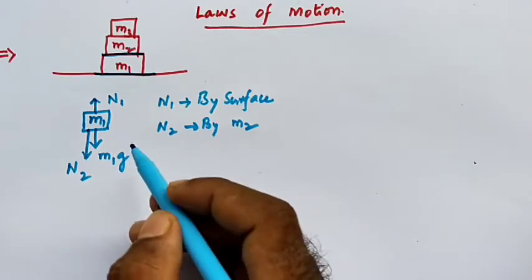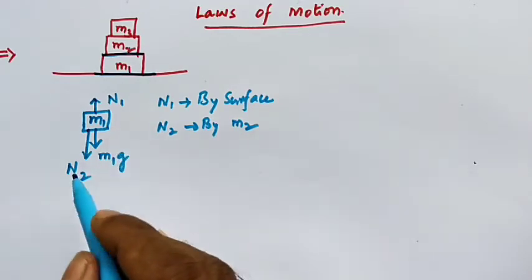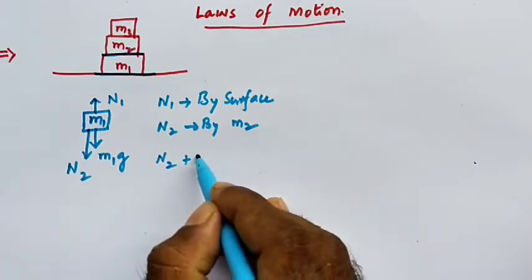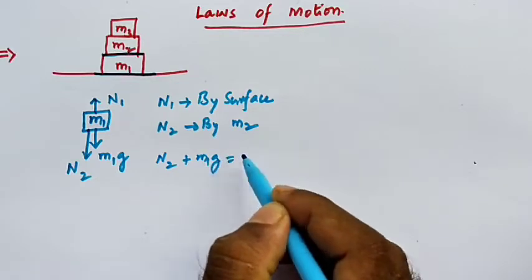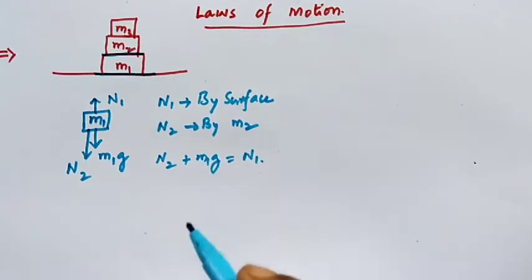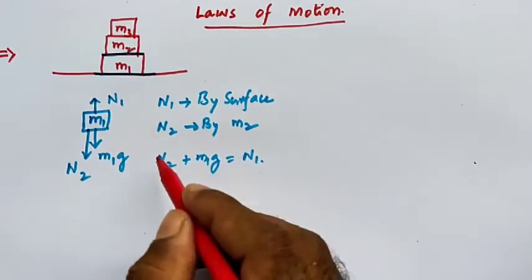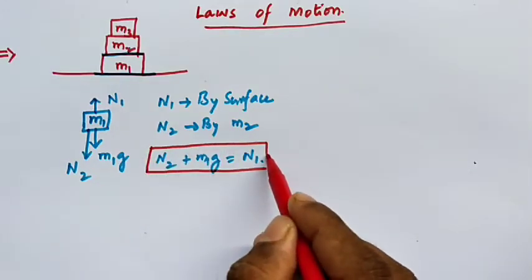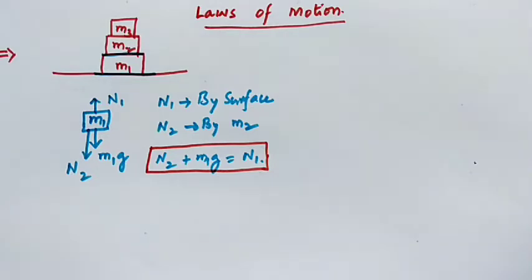Clear? So if you want to write the net force, then what? These two are acting in the same direction. Therefore N2 plus m1g will be equal to N1. That is the equation. Clear? As there is no motion, all are at rest, this will be the equation.